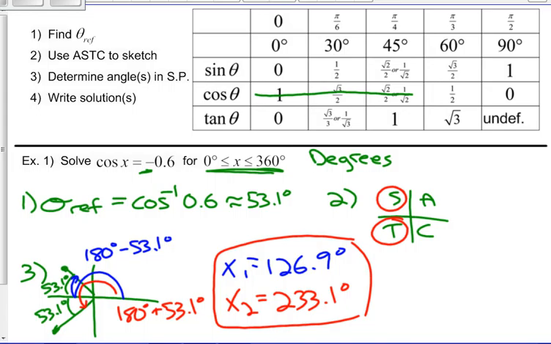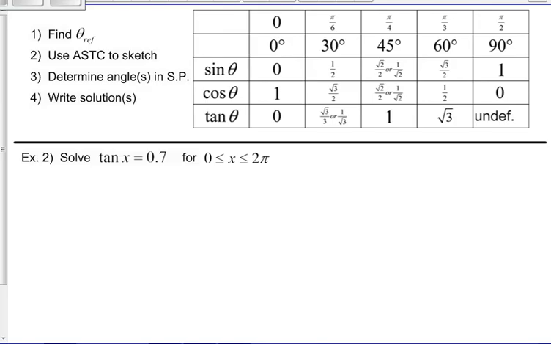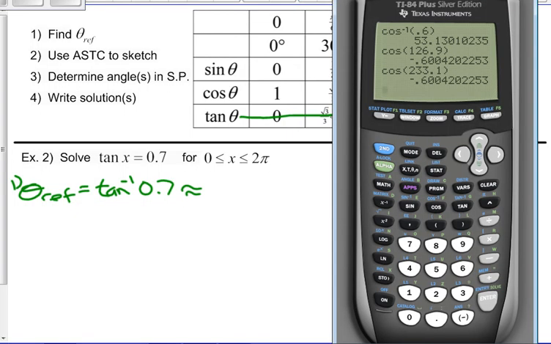The rest of the examples here are similar. So if I want a tan of 0.7, number one, I find theta ref. Okay, go through. It doesn't have 0.7, so I just go inverse tan of 0.7. And it's going to give me, I'll use the roughly equal symbol, 34.99.